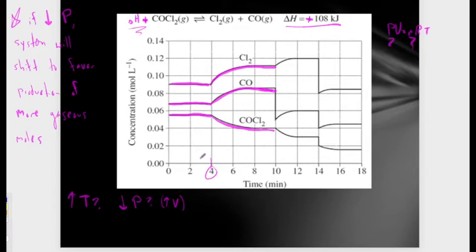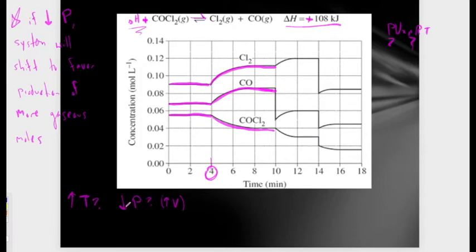It's a mystery. The mystery is, what stressor did I add at 4 minutes? What would be a good hypothesis for a stressor I added at 4 minutes? Temperature is one idea. Increasing the temperature would shift the system to the right, make more products. So that's one hypothesis. My next hypothesis is that maybe I could have reduced the pressure.